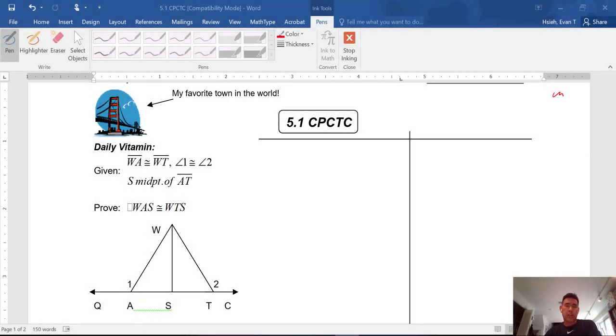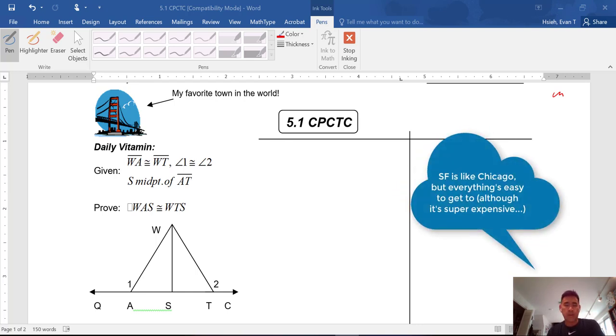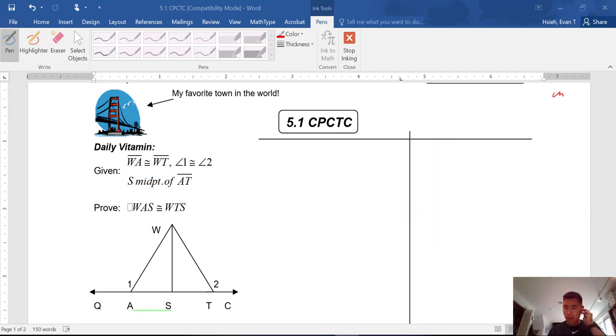Okay, we're going to start Chapter 5 here. Chapter 5 is just a continuation of the work that we were doing in Chapter 3. We're going to be doing more proofs with triangles. The proofs just get a little bit more complicated. Okay, so the first unit here is what we call CPCTC.